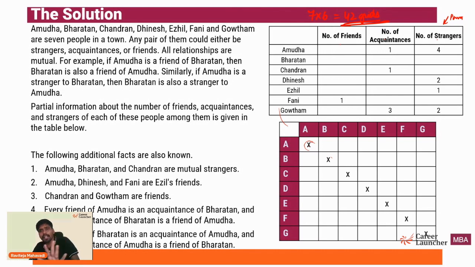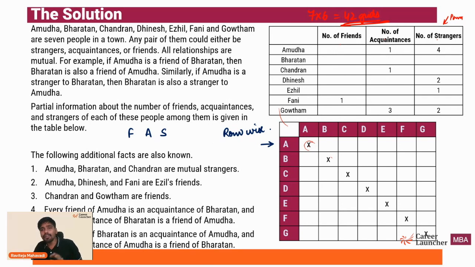Now let us directly try and put the values into the table, into the grid. Let us try and put the relations into the grid. Now I am also going to read this row wise. For friend, I'll write F. For acquaintance, I'll write A. And for stranger, I'll write S. These are the 3 things that I'll put on the table in the entire grid.